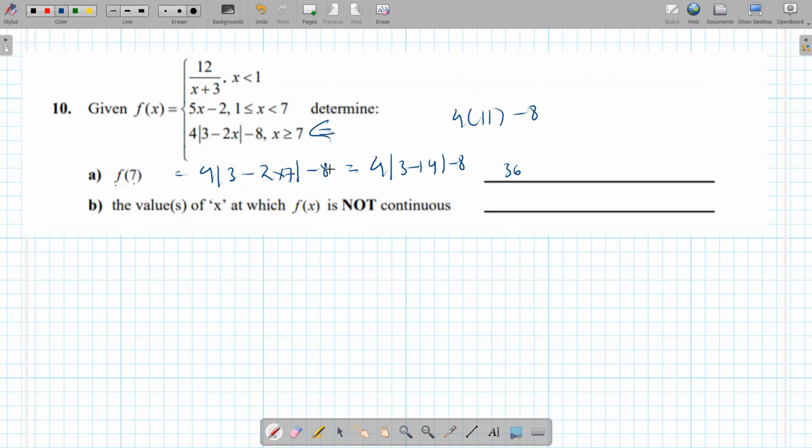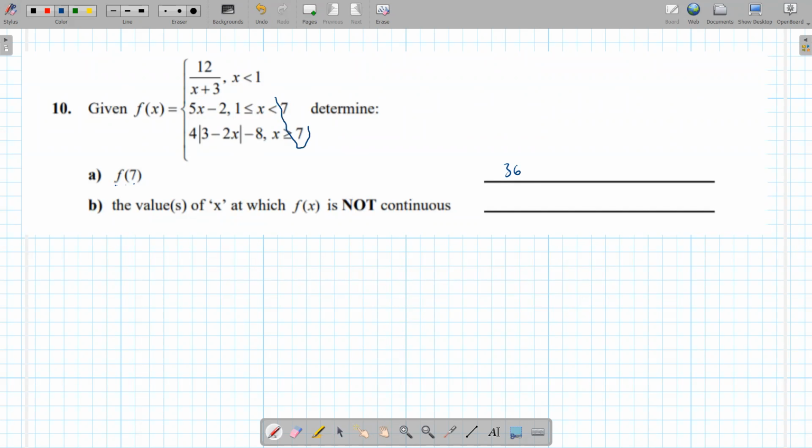So why is the third? Because it's equal, right? Yeah, exactly. f of 7 means where it's equal. Oh, because the other one says x is greater than 7. Okay, I got it. Okay, B, the value of x at which the function is not continuous. Alrighty, so now there's 2 points of interest here, okay? Look at the x values.